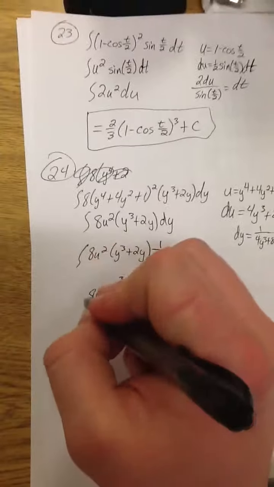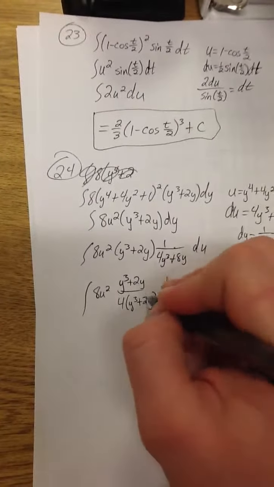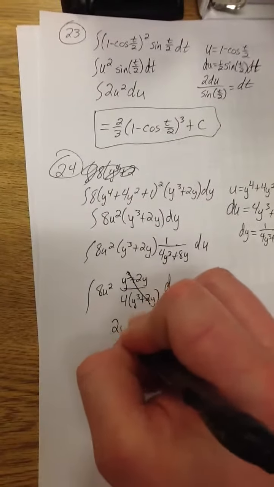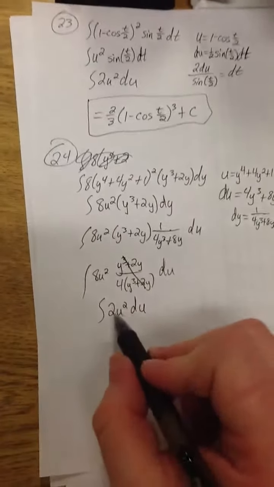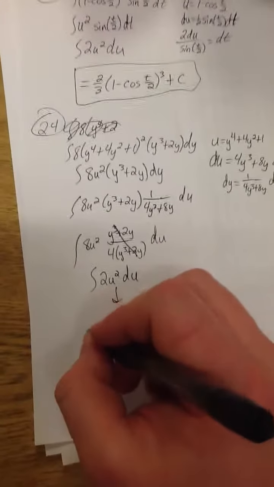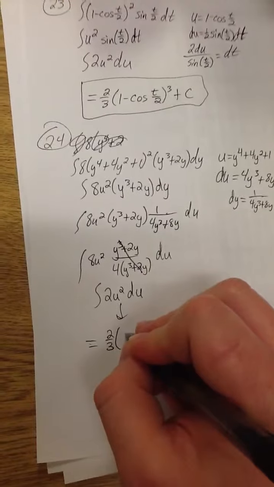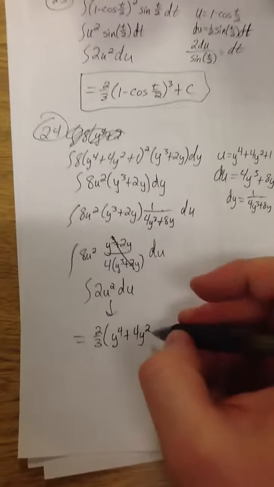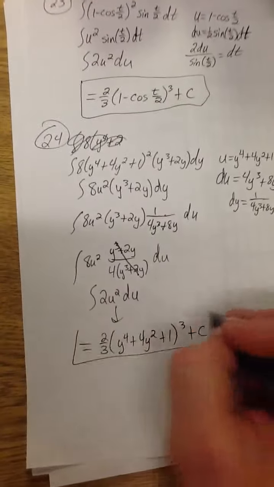I'm almost done. And du. So I can drop those. So I have 8u squared over 4, which is just 2u squared du. Told you these were similar. So you have that. Again, I'll let you finish the rest. And your final answer should be 2/3 times y to the fourth plus 4y squared plus 1 to the third plus c.